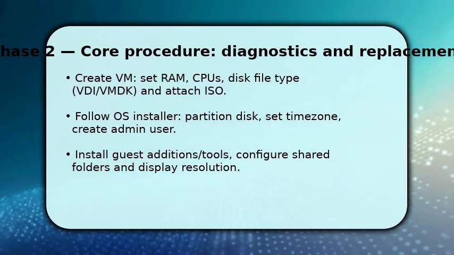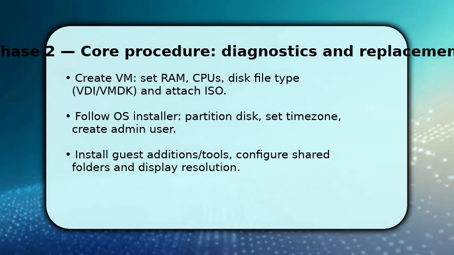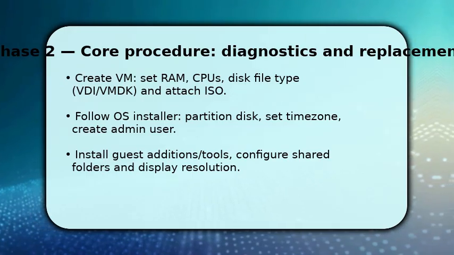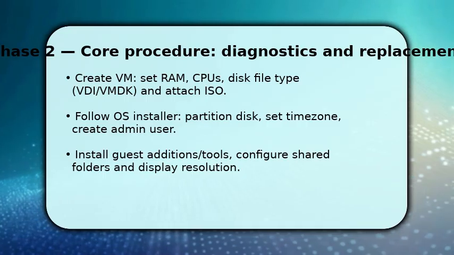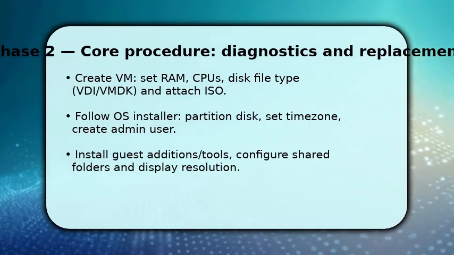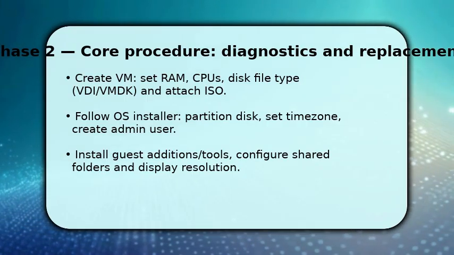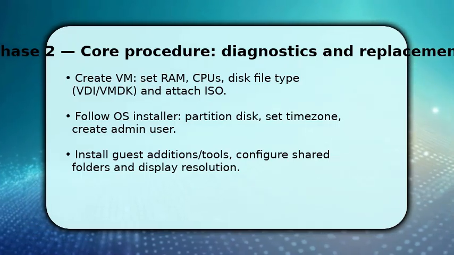Create the VM, set assigned RAM and CPU cores, pick a disk file type like VDI or VMDK, and attach the ISO. Do it before booting. Then follow the OS installer carefully. Partition the virtual disk, set time zone, and create a secure admin user.